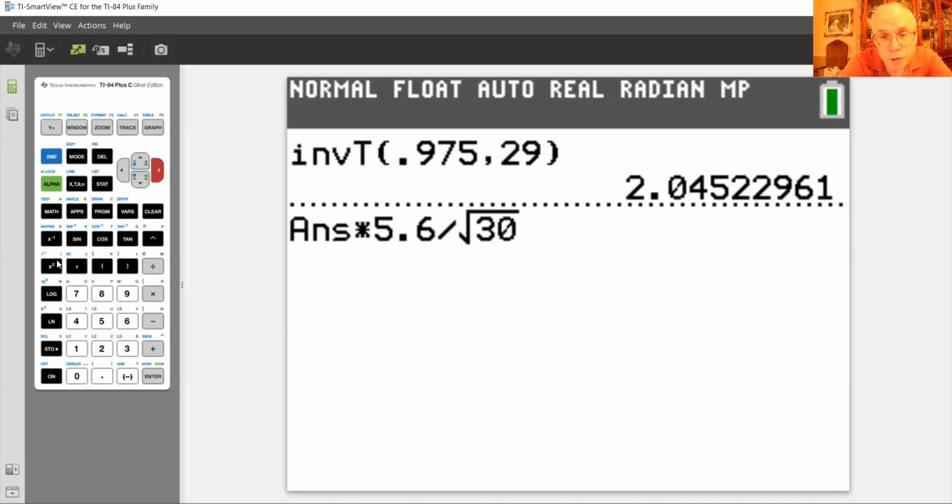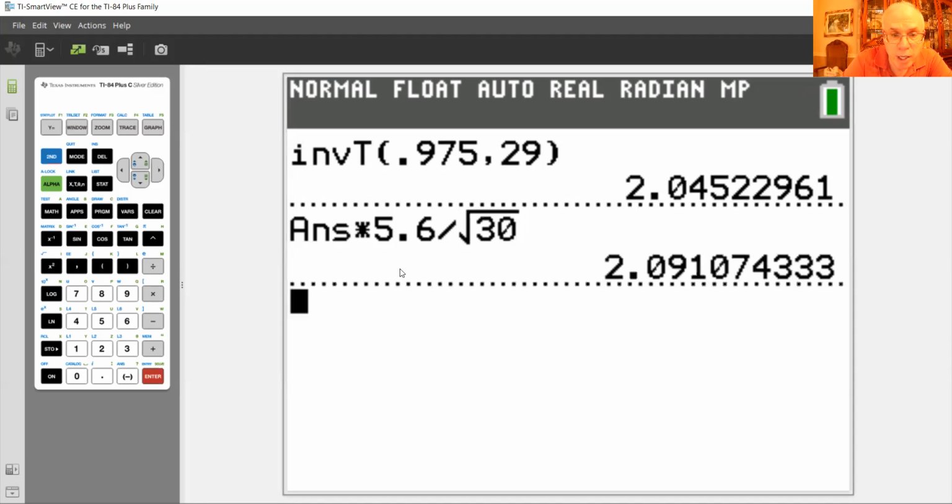All right. So the 2.045 is our critical value. That is our t, the right endpoint of the confidence interval for the t distribution. We multiply this by the standard error, which is s divided by the square root of n. In this case, 5.6 divided by the square root of 30. So if I hit enter, what do I have here? This is the margin of error. That's the margin of error, 2.091.